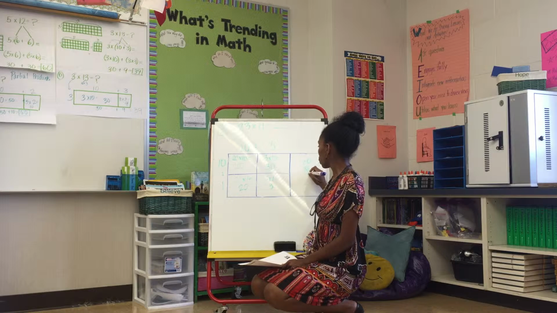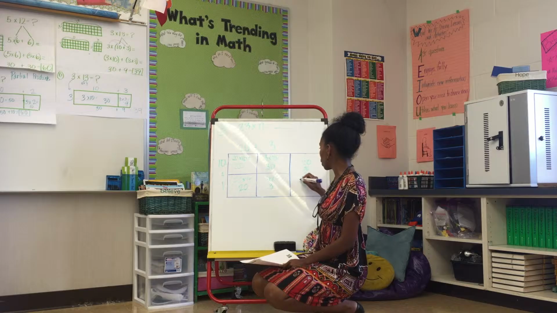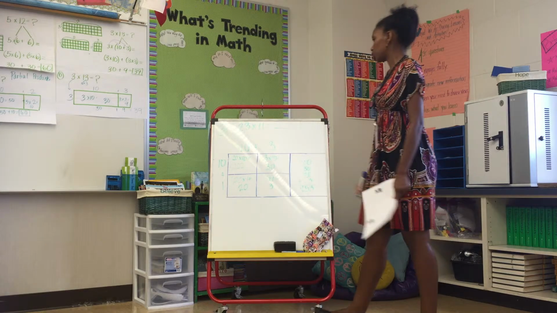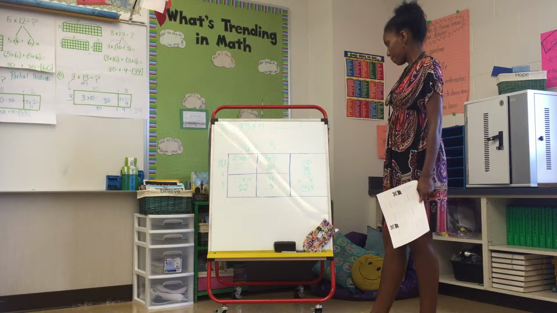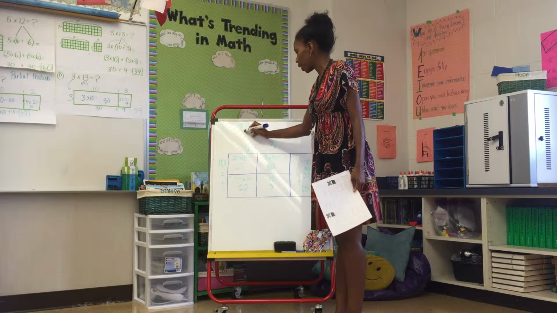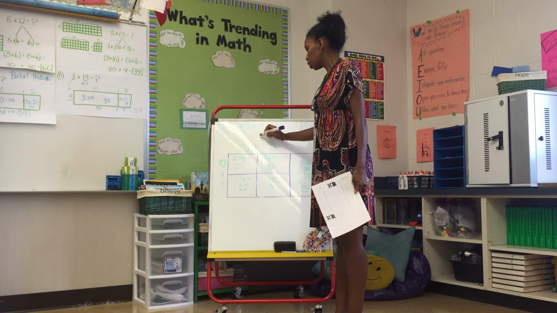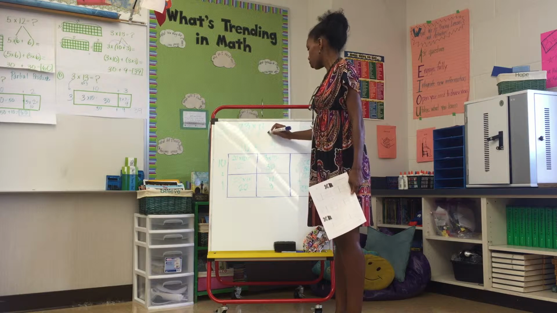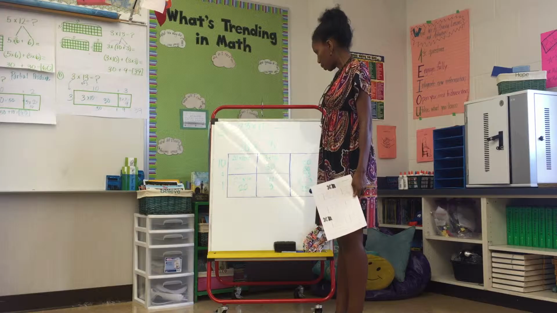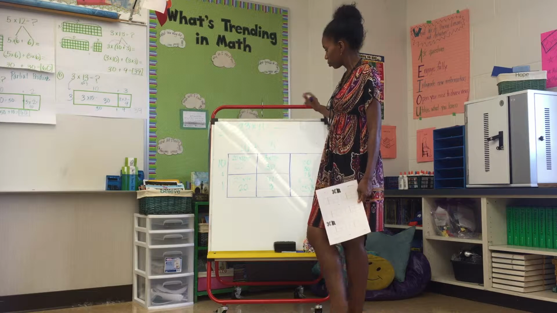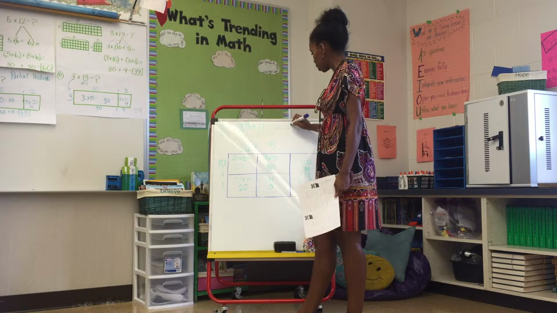Okay, I'm going to take a moment and just erase my boxes now as we get ready for our third problem. For number 3, we're going to multiply 23 times 11. Make sure you write our multiplication problem next to number 3 on your problem sheet.